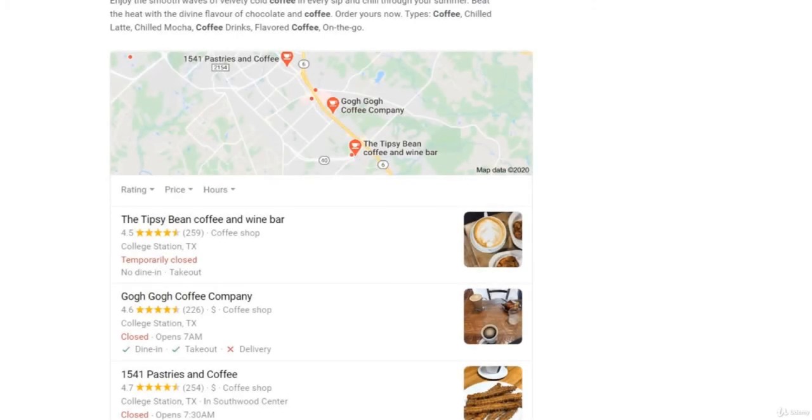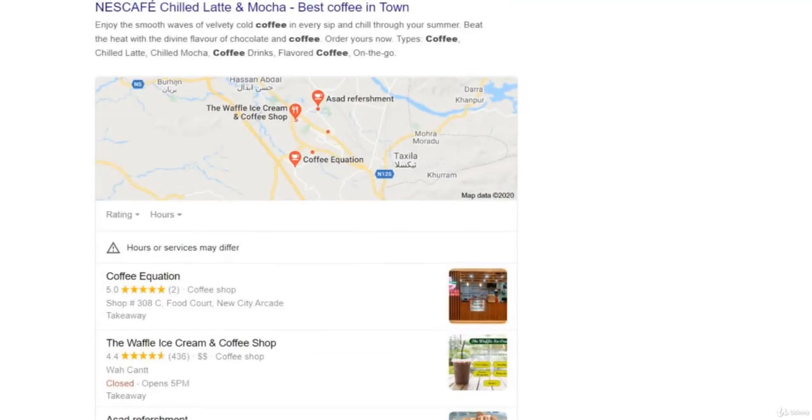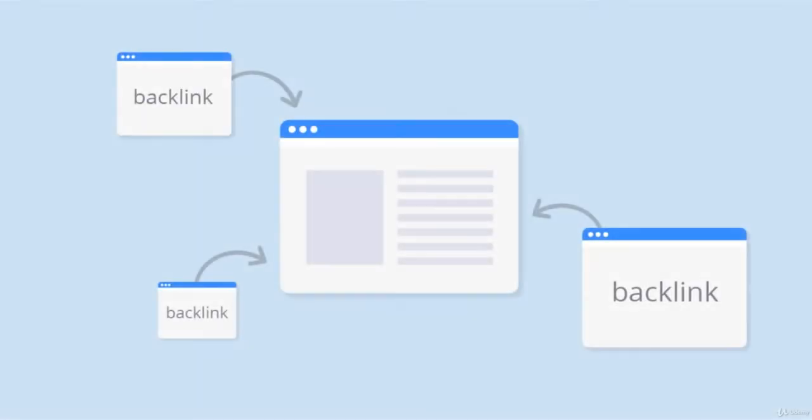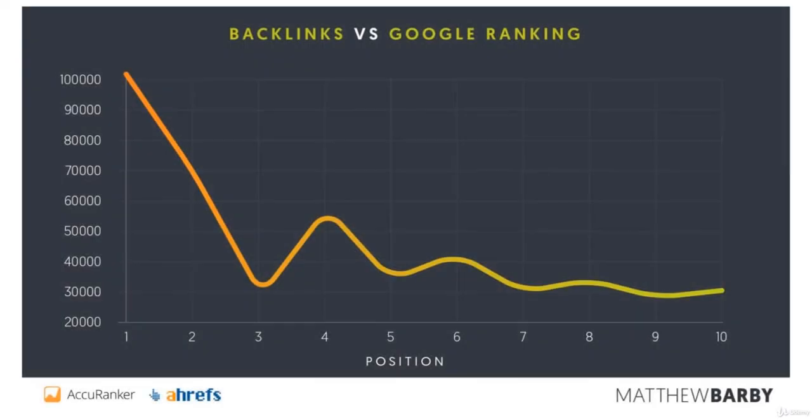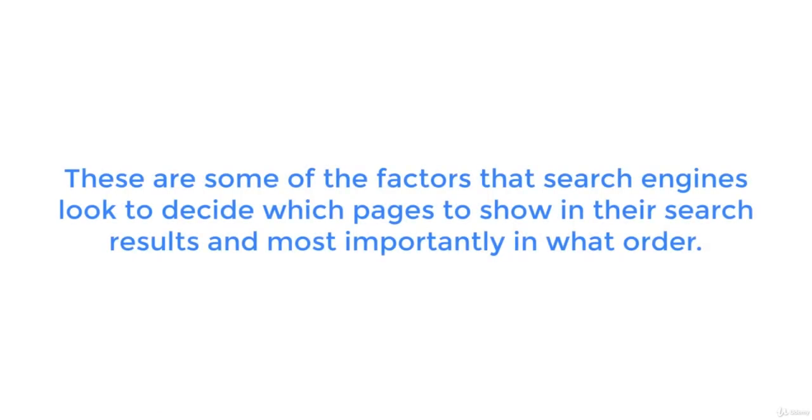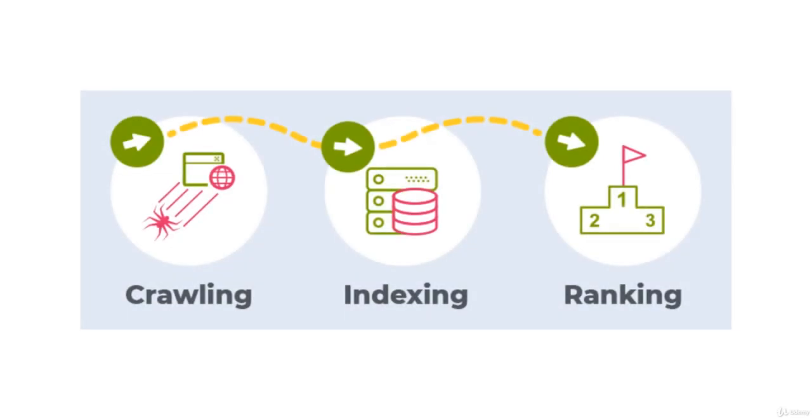If I search for a coffee shop in the United States, then it will show me different results as compared to if I search for a coffee shop from Pakistan, and it makes sense. They also see the number and quality of backlinks each page has and rank pages higher that are more popular. So these are some of the factors that search engines look at to decide which pages to show in their search results and, most importantly, in what order. This is how search engines work. First of all, they do crawling, then indexing, and then with the help of ranking algorithms, they sort the web pages in their search results.